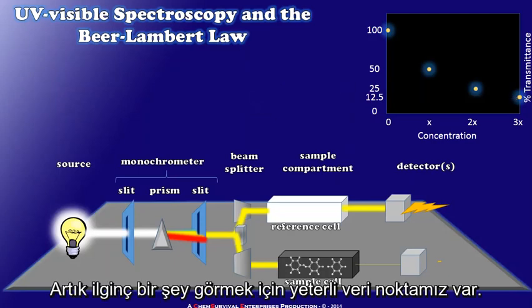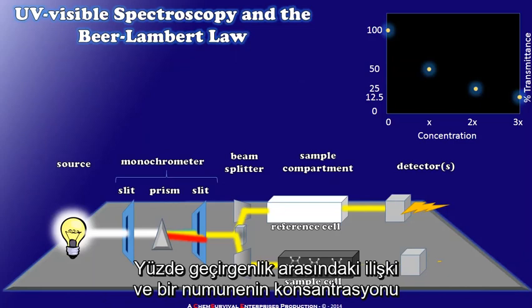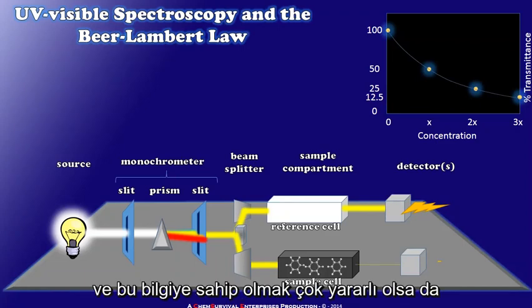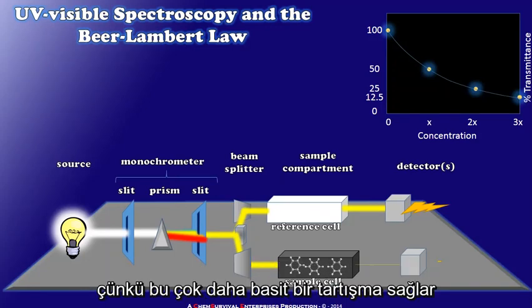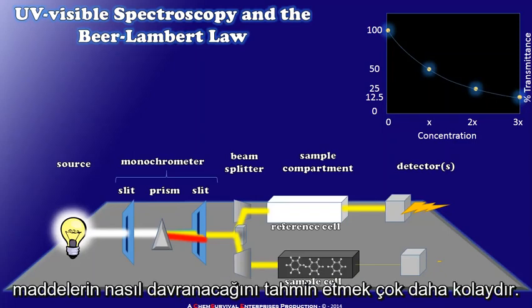Now we have enough data points to see something very interesting here. The relationship between the percent transmittance and the concentration of a sample is not linear. Instead, it's exponential. And while it's very useful to have this information, scientists and spectroscopists prefer, if they can, to discuss linear relationships within their data, because this makes for a much simpler discussion, and it's much easier to predict how things will behave if we have a simple linear plot to compare.